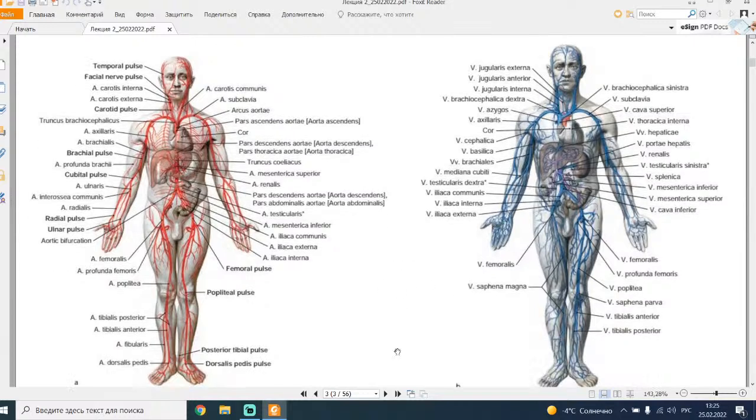What you see in picture two is the arterial system, the arterial part of the systemic system. This is the vein part of the systemic system of blood circulation. This is artery, heart. This is vein. This is heart.